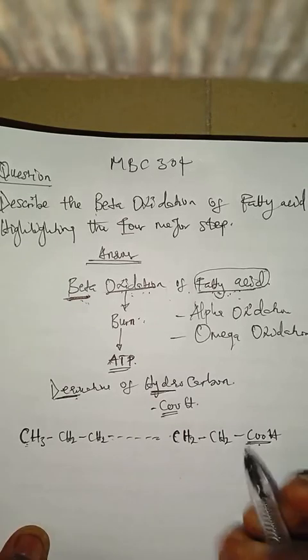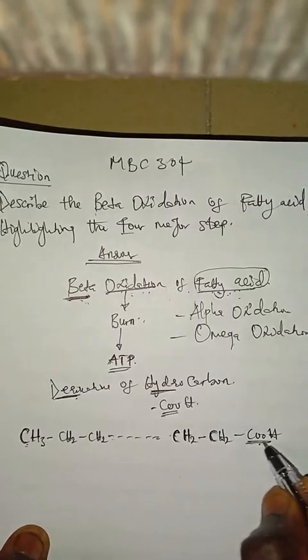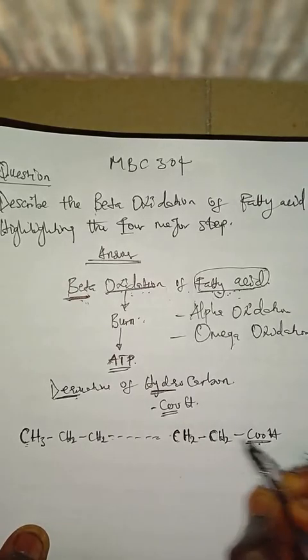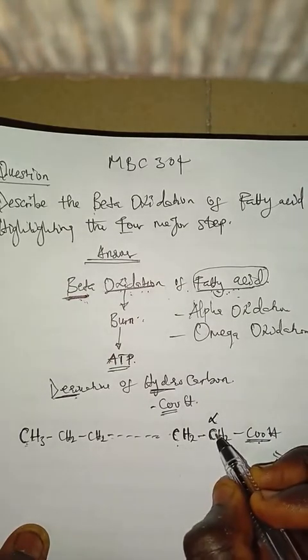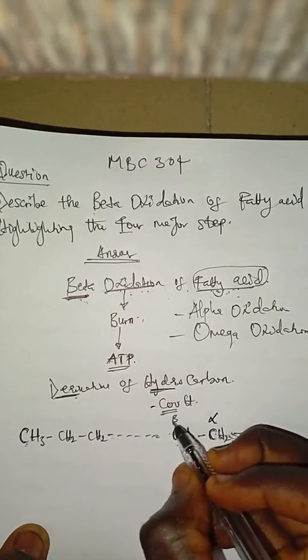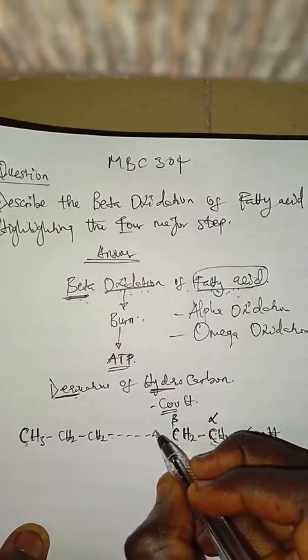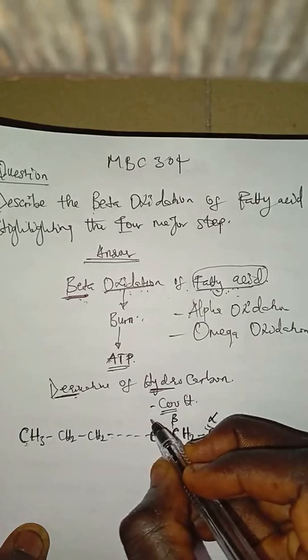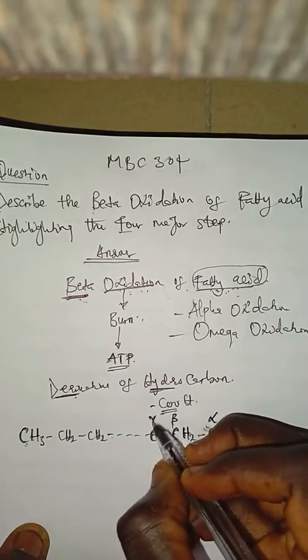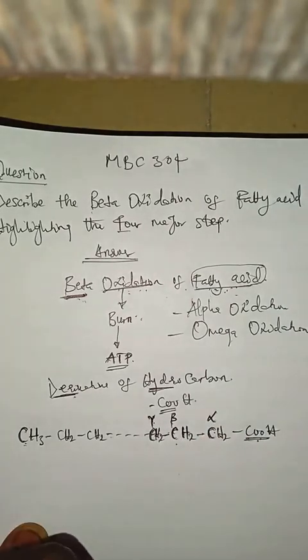Now, the carbon attached to the COOH is called the alpha carbon. The carbon attached to the alpha carbon is called the beta carbon. If I put another carbon here, what will you call this one? You're going to call this one the gamma, just like the Greek alphabet.